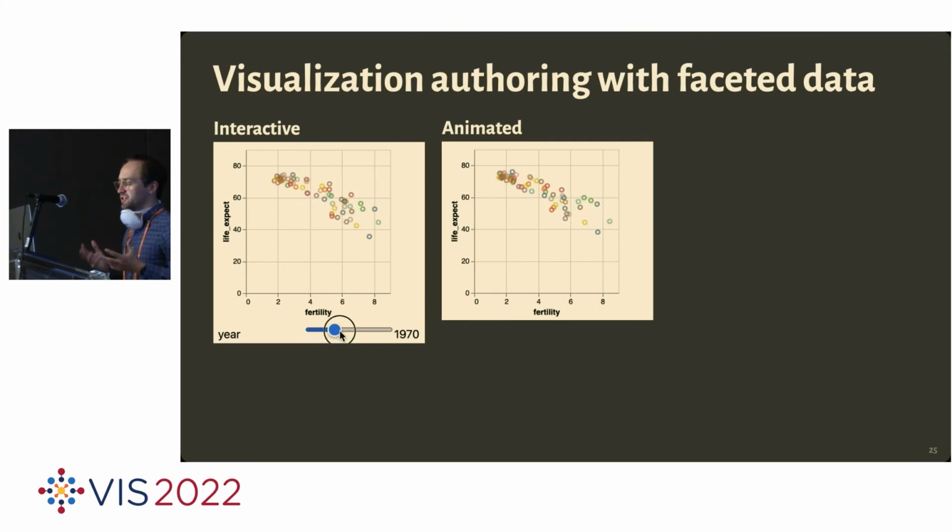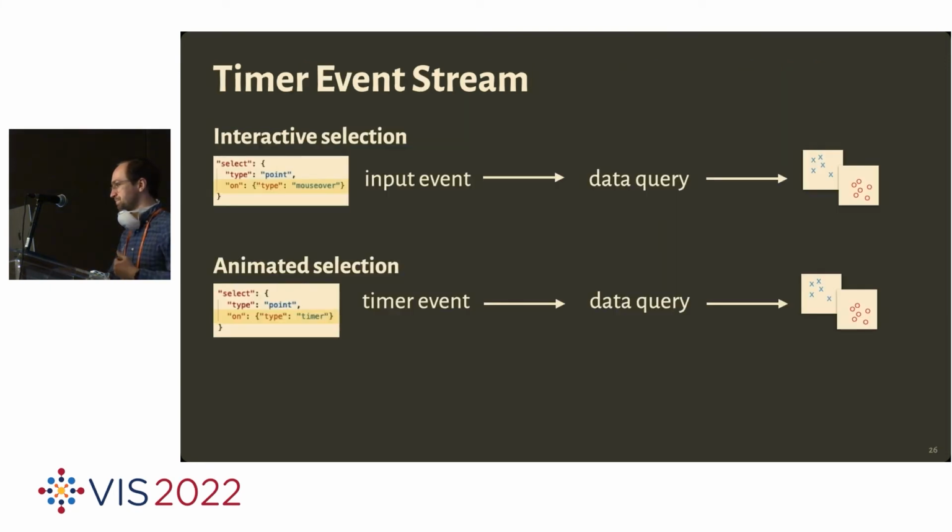Now let's turn our attention to the event stream model. So if we compare these two Gapminder illustrations, we can see that in the chart on the left, the year field is driven by a user using a slider. And on the right, the year field is driven by a timer. So the difference between the interactive and animated charts is whether a user is causing the data to change over time or the system is.